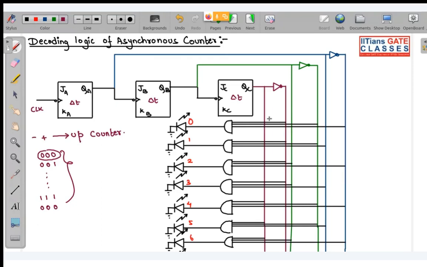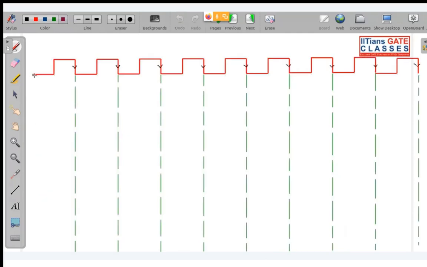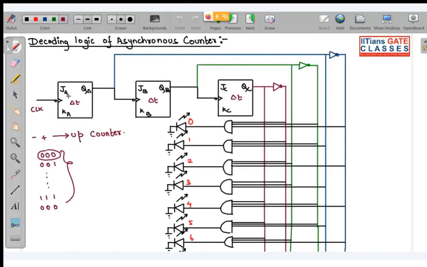So you can see the moment this is 0. I have told you that all of the flip-flops have a propagation delay of delta t. This is the external clock, and I am giving the clock pulse to this A flip-flop. No need to copy down at the moment. You guys just see the lecture.